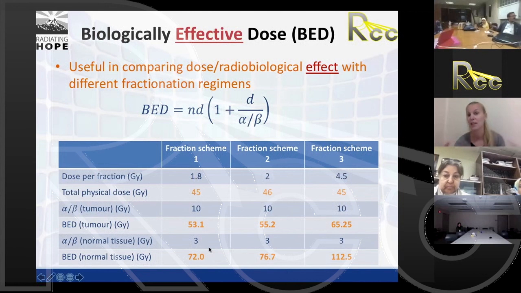If we increase the number of fractions and hence reduce the dose per fraction, we actually reduce the biological effective dose to our normal tissues. So again, this shows the sparing effect that fractionation can give to our normal tissues. You can see that there's not a big difference in dose to our tumours with our high alpha beta ratios, regardless of the fraction size that we're using. The big difference is sparing our normal tissues. And that's really what we want to be doing.